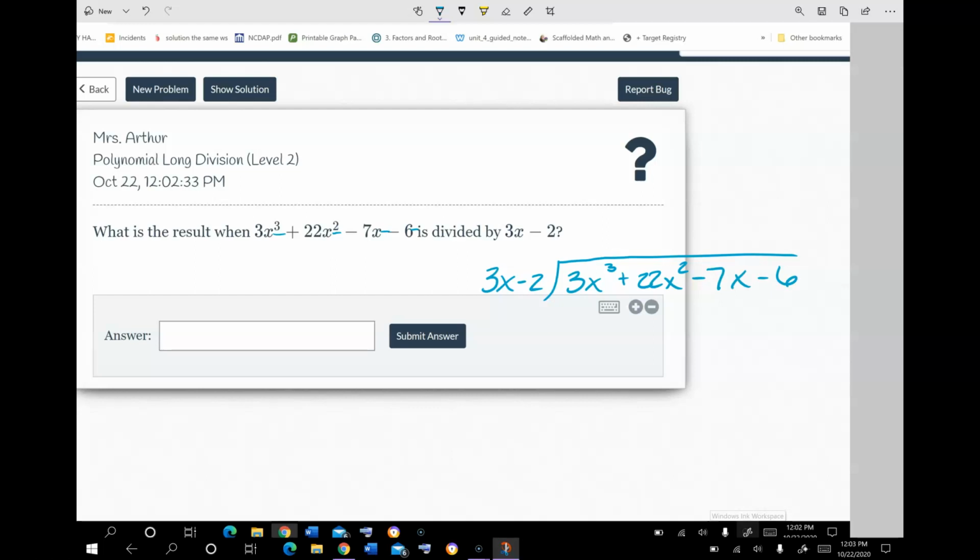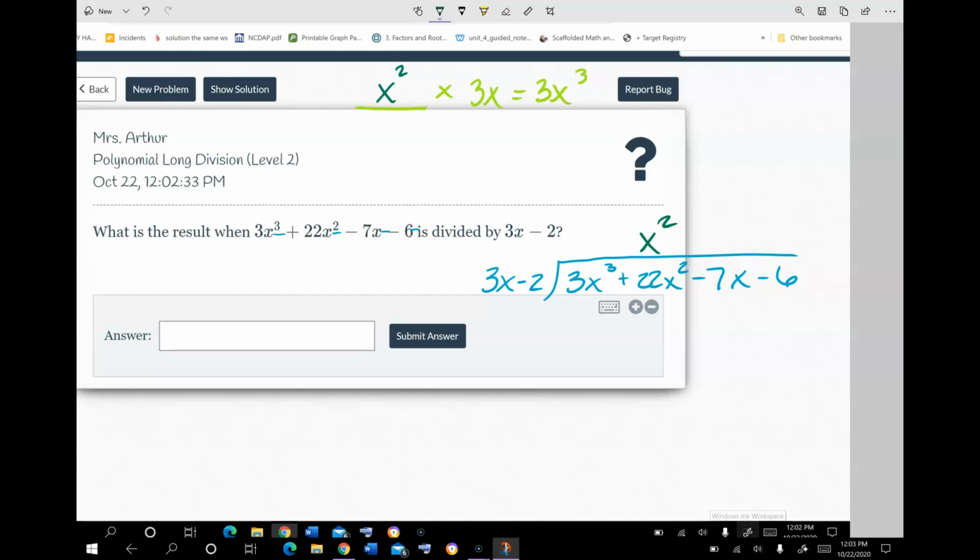Now, you have to figure out what times 3x gives you 3x cubed. That is what you're doing. You're saying, what times 3x gives me 3x cubed. Let's do a darker green. Well, I've got the 3, right? So I know 1 times 3 is 3, so I need to leave that alone. But I only have 1x and I need 3 x's, so this is going to be x squared. So we're going to say x squared goes there.